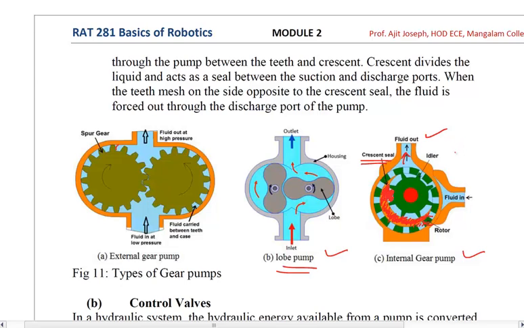These are basically the hydraulic actuators. In the next class, we will see the control valves that are used in the hydraulic actuators. Thank you.